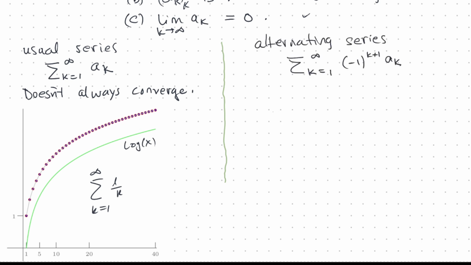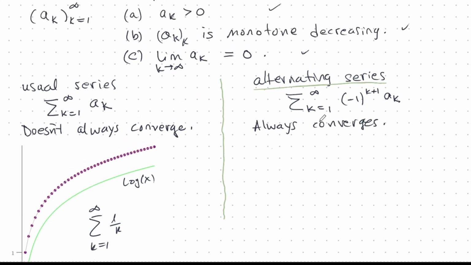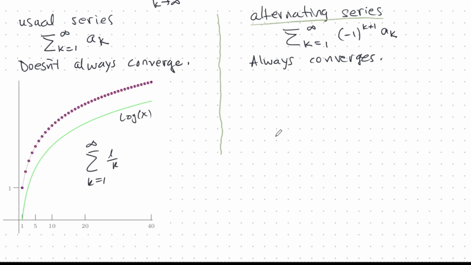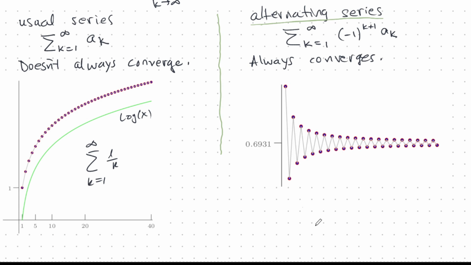However, the alternating series is much better behaved. It's much nicer. And we see this does always converge. This is what we will prove. When you have these three conditions, the alternating series always converges. And it will always behave in the following manner, with this beautiful zigzag kind of pattern. The partial sums start at 1, S1, S2. The even partial sums are at the bottom, the odds are at the top, and it converges.